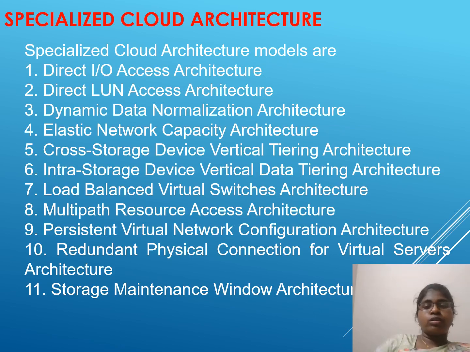Next one is multi-path resource access architecture. Multi-path resource architectures store and serve the storage space with higher reliability to the processes in the cloud storage basis. Next one is persistent virtual network configuration. It can keep virtual network settings even after a restart or failure, storing them in the cloud. Next one is redundant physical connection for physical server architecture. It connects a virtual server to multiple physical links to avoid downtime of the server.